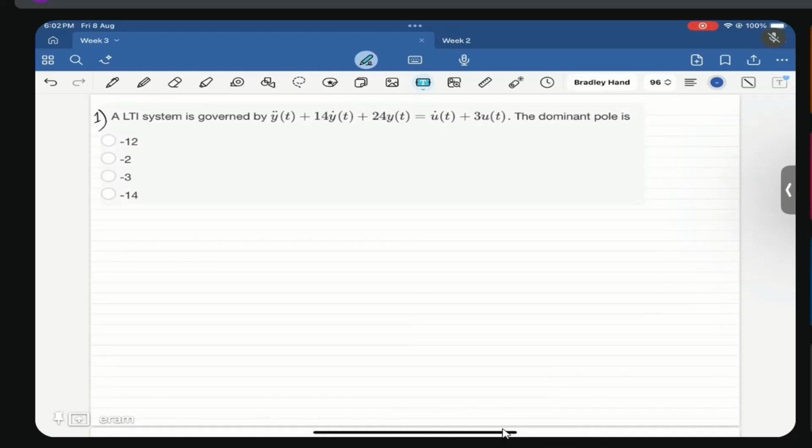Okay, so we'll start with this question. All of you, please try it. The question is, we are given a second order LTI system, and you have to find out the dominant pole of the system. All of you, please give it a try.